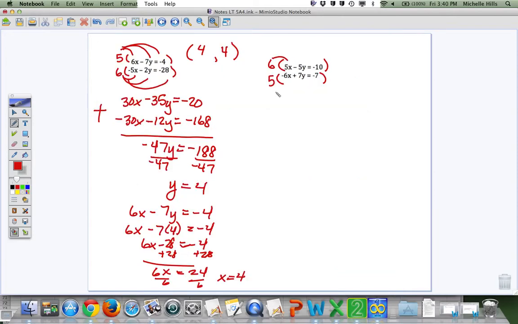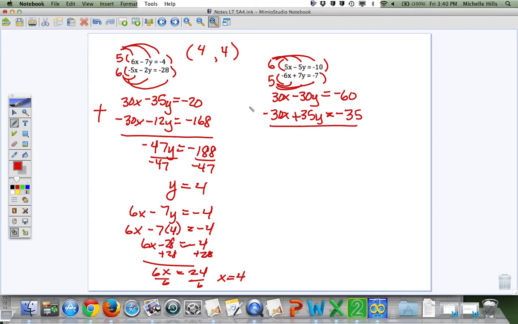So 6 times 5x is 30x. 6 times negative 5y is going to make this minus 30y. And 6 times negative 10, so equals negative 60. 5 times negative 6x is negative 30x. 5 times positive 7y makes this plus 35y equals 5 times negative 7 is negative 35.